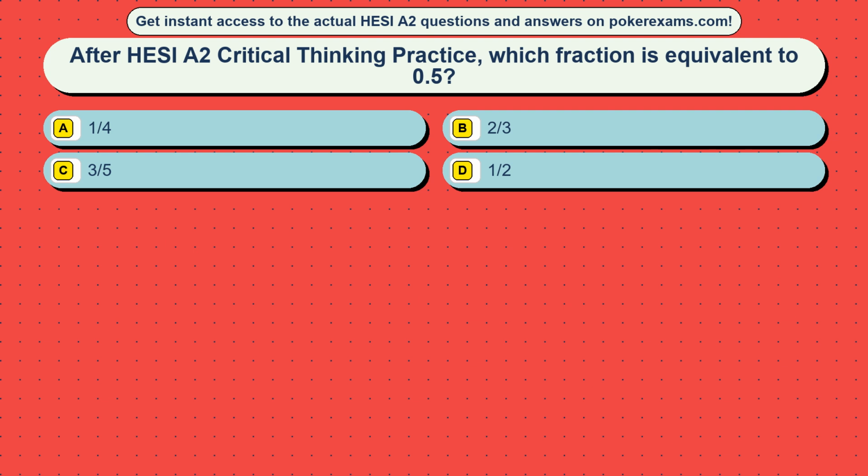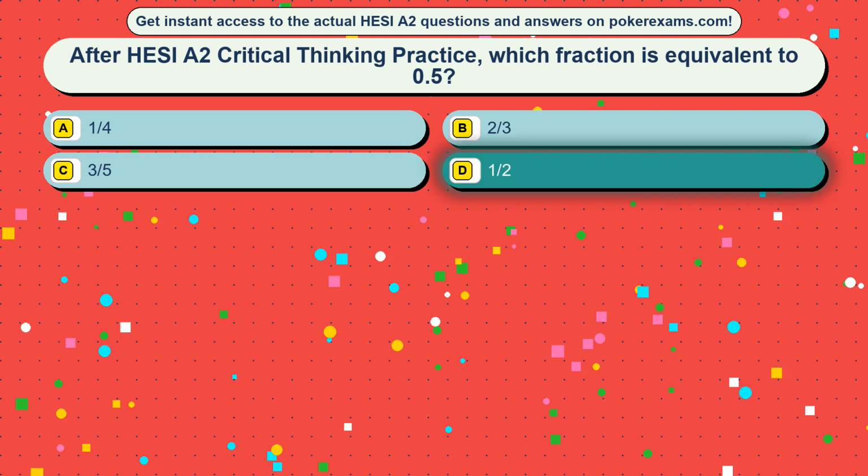Question 6. After HESI A2 critical thinking practice, which fraction is equivalent to 0.5? Option A, a quarter. Option B, 2/3. Option C, 3/5. Option D, a half. The correct answer is option D, a half.